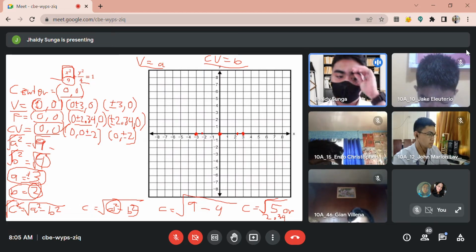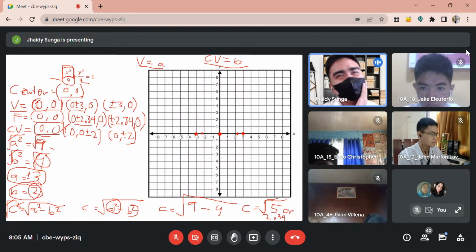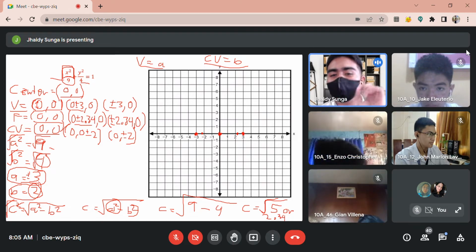I just want to highlight something with regards to your seatwork last time. With regards to plotting, I know you can do more and you can do better. It's just that when you have, for example, let's just say 2.34 in positive and negative, you are going to put, let's just say, 5.5, positive and negative 5.5.